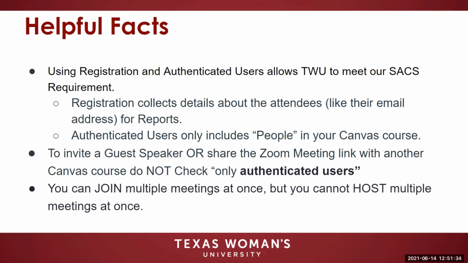If you have a guest speaker or want to share the link to the Zoom meeting with another Canvas course, modify the settings to add a waiting room, but uncheck only authenticated users can join. When guests are present, the host must authenticate users manually to validate the participants allowed to join the Zoom meeting. At the start of the Zoom meeting, the host or co-host should only admit students from the waiting room into the Zoom meeting that have registered with their TWU Gmail account. You can join multiple meetings at once, but you cannot host multiple meetings at once.